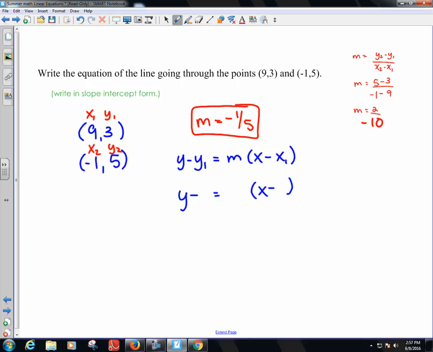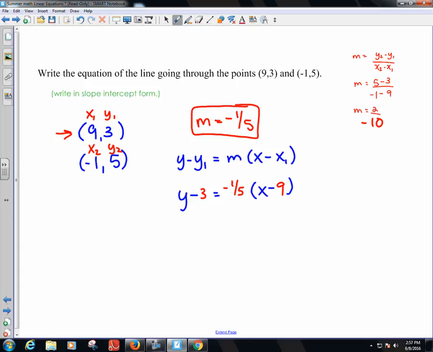All right, let's plug in what I know. It does not matter which of the 2 points that I'm going to work with, but I like the fact that I don't have to do anything funky with the signs for this one. So that's what I'm going to work with. So it becomes y minus 3 equals m, which is negative 1/5, times the quantity of x minus x1, and x1 is 9. I like the way I label these things because it makes it very easy to go through and plug things in.